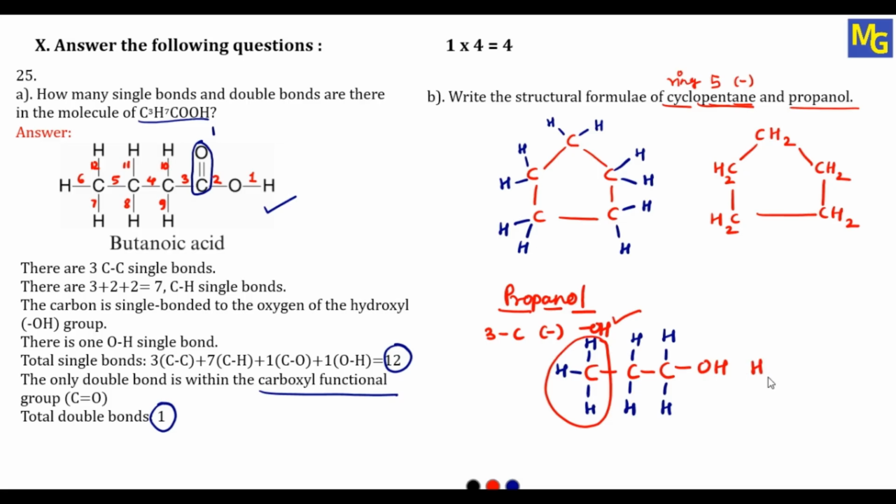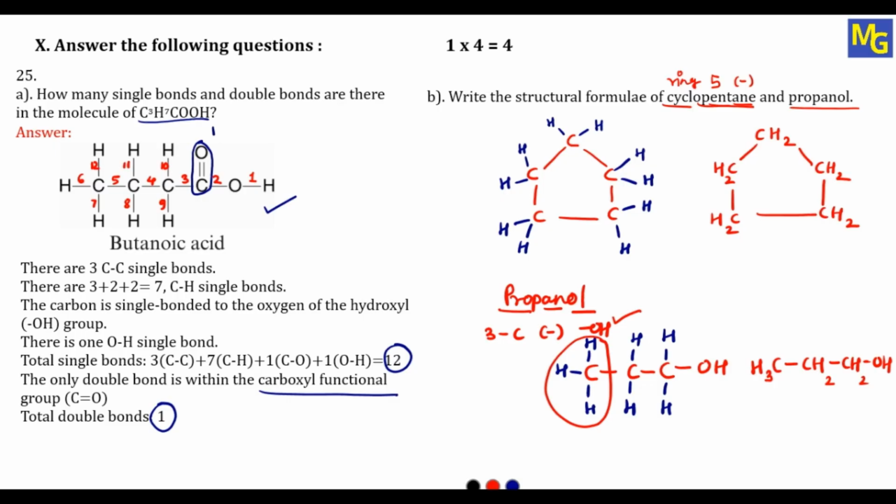So I'll write CH3, single bond, then it is CH2, then it is single bond, CH2, and then the last, that is our functional group OH. And like this, we can complete propanol structure. So this is the answer for question B. Now we are going to move with the last.